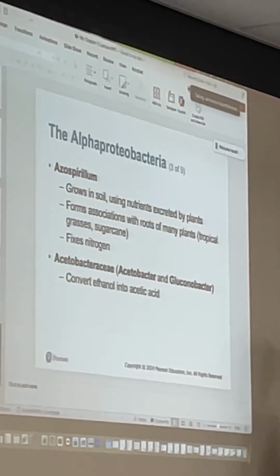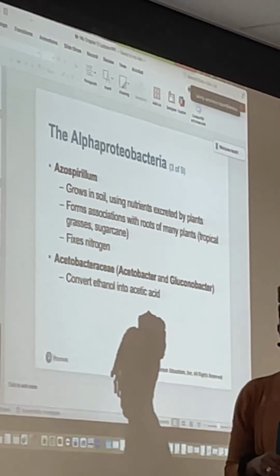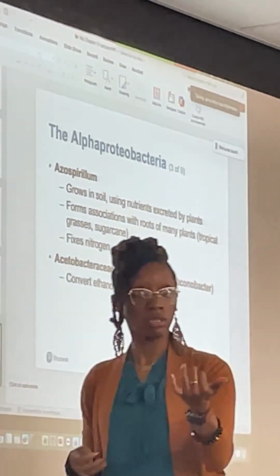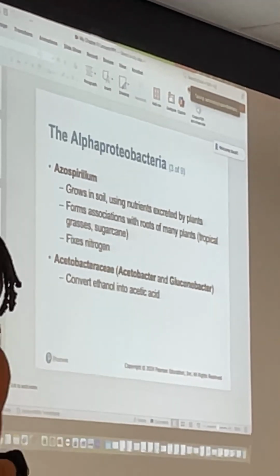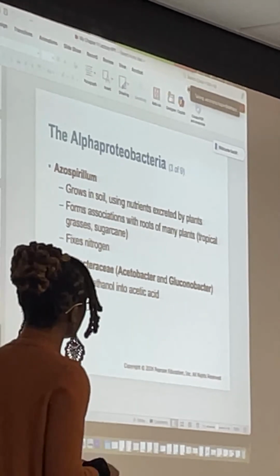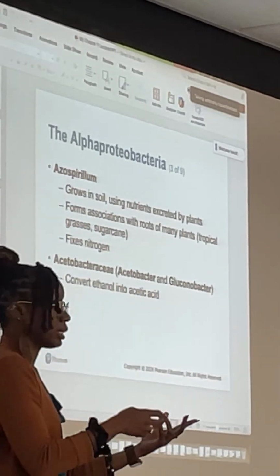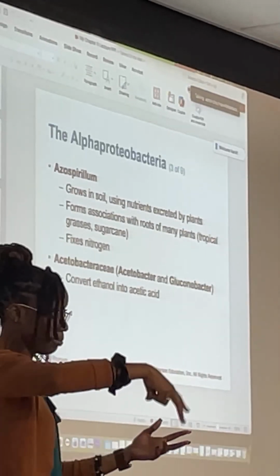So Azospirillum grow in soil and they use nutrients excreted by plants, right? So we know that plants are going to be making what? When talking about photosynthesis, they're making sugars and oxygen, right? And so they're going to be forming associations with many roots as a result. That makes sense, because if they're associated with the roots, they'll be able to come in contact with what the plants make, since they're already there by the roots.